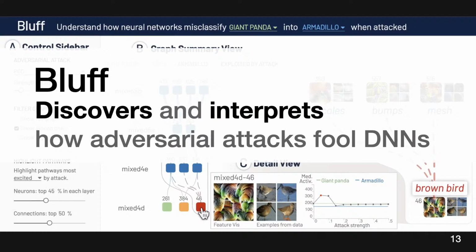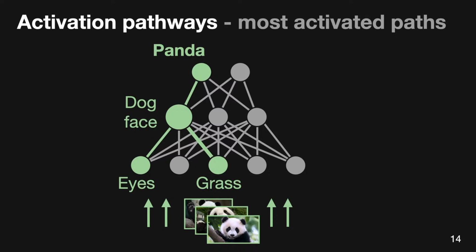We present Bluff, an interactive visualization tool for discovering and interpreting how adversarial attacks mislead DNN into making incorrect predictions. Our main idea is to visualize activation pathways within a DNN traversed by the signals of input data. For given input data, an activation pathway consists of neurons that are highly activated and the most influential paths. Activation pathways represent what features are detected and how those features are related to contribute to the final prediction.